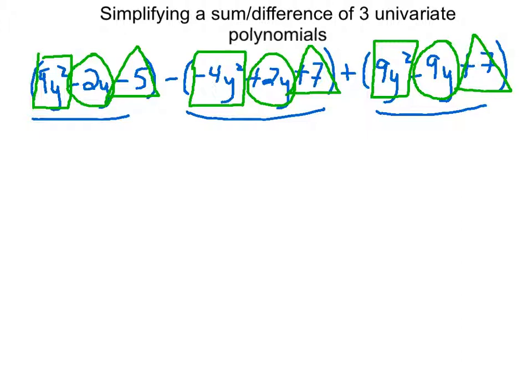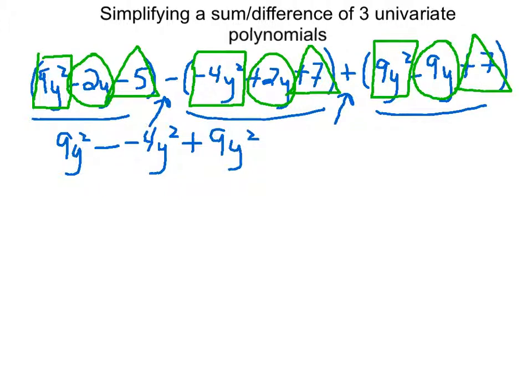Okay, we're going to look at the boxes. Our first box is 9y squared. We have a minus sign here, so we're going to go minus. What's the next box? Negative 4y squared is in the next box. We have a plus sign here. Write that down. And what's our last box? 9y squared. Alright, we've isolated all of our y squared.